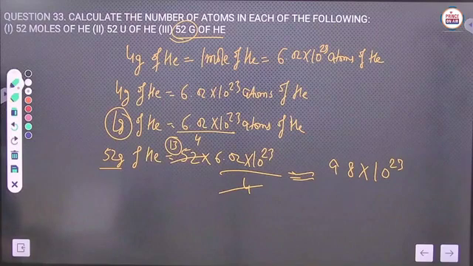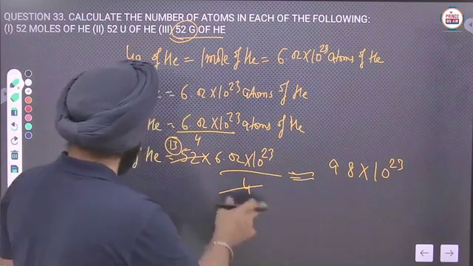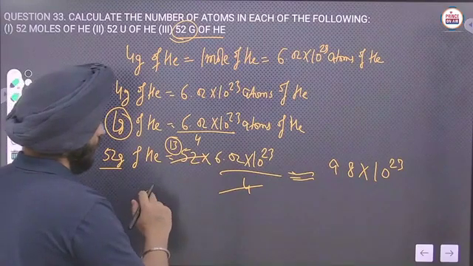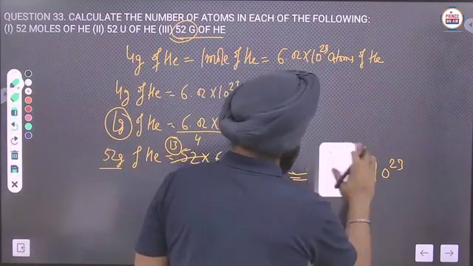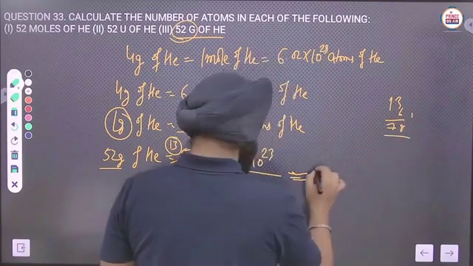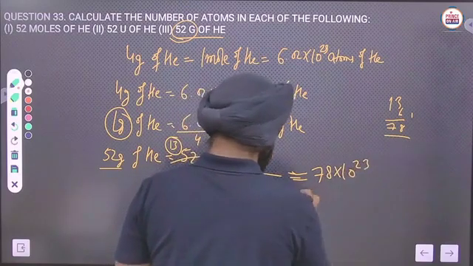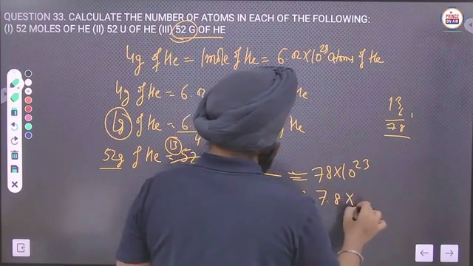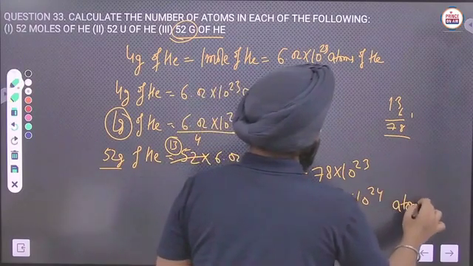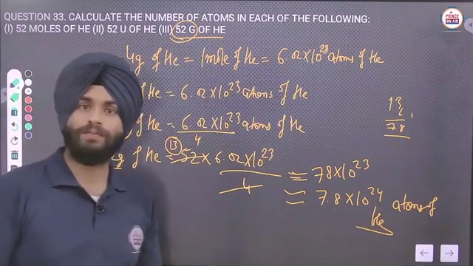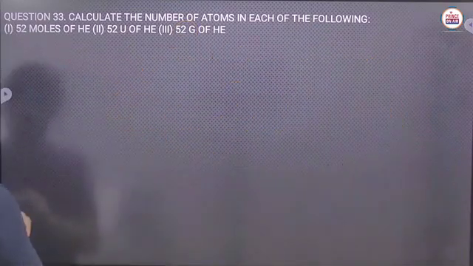Solve this value, it will come out to be 13 into 6.02, approximately 78 into 10 raised power 23. Check it once. Is the answer right now? Okay, it will come out to be 78. So it will be 7.8 into 10 raised power 24 atoms of helium. Clear now? Now let's move to the next question.